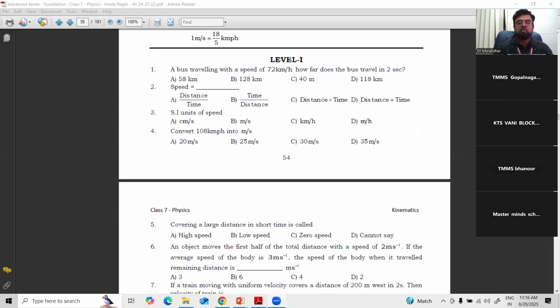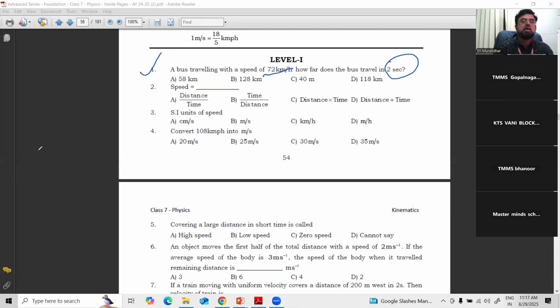Just for example, before going to the next topic, that is acceleration: a bus traveling with a speed of 72 kilometer per hour. How far does it travel in 2 seconds? See, he's not given the hours, he's asking in seconds. So definitely when he's asking in seconds, you have to convert kilometer per hour into meter per second.